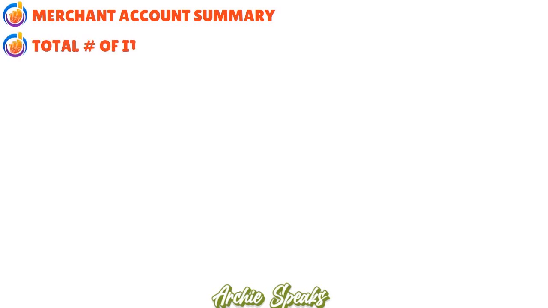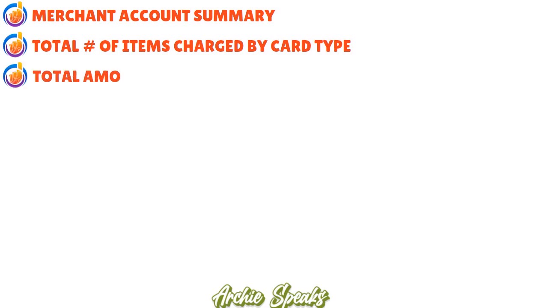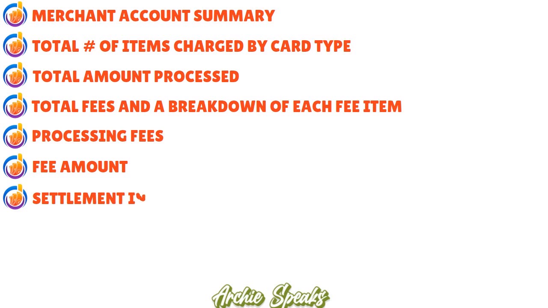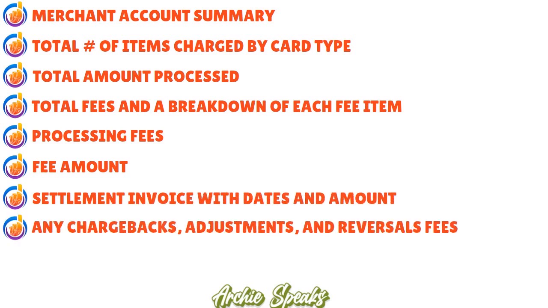When you think about a merchant statement, you have to have a merchant account summary, a high level summary, nothing really granular. You have to have the total number of items charged by card type: American Express, Visa, MasterCard, and Discover. The total amount processed, the total fees, and a breakdown of each fee item, because you really have to understand what you've been charged for. The processing fees, the fee amount, the settlement invoice with dates and amounts, and any chargebacks, adjustments, and reversal fees.